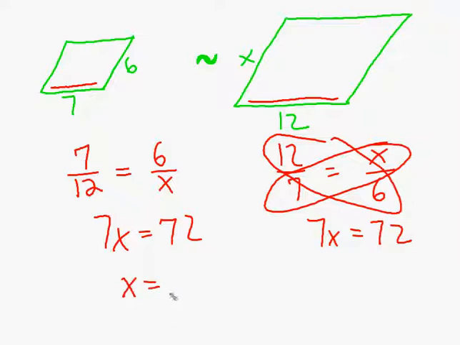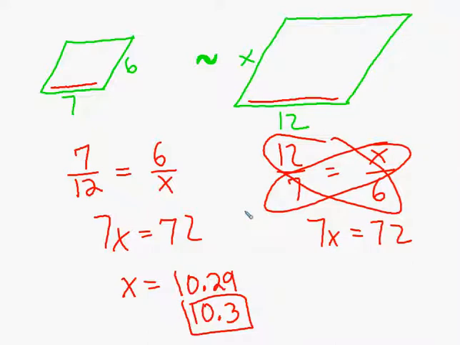And what's 72 divided by 7 to the nearest tenth? Well, 10.29. Okay, so 10.3 to the nearest tenth. Okay, so we'll get the same thing no matter what. Give you a moment to copy that down.